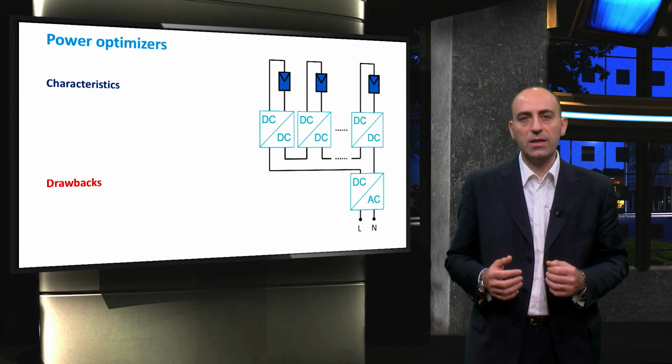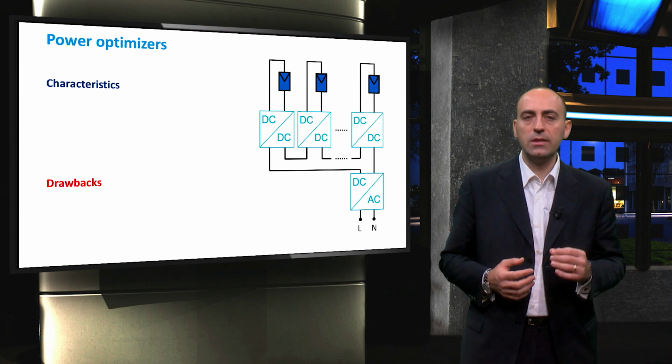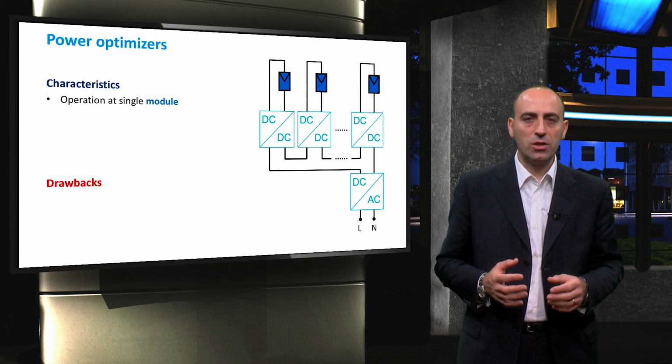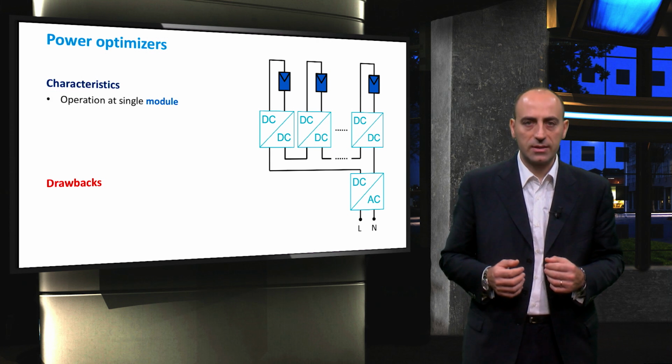Similarly to the previous case, the topology based on power optimizers relies on operations at single module level. It is especially flexible for roofs in urban environments and expandable to a certain extent.